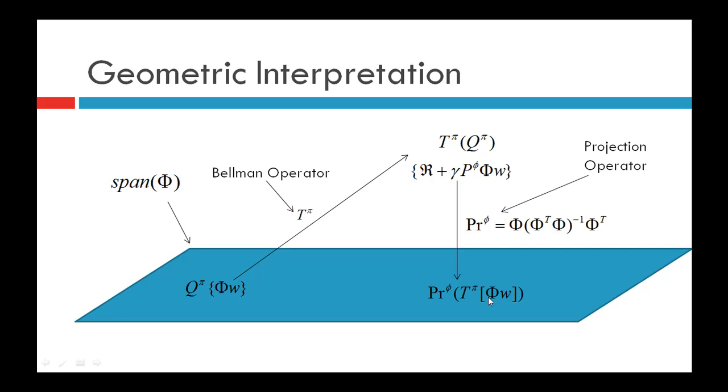And once it is on this hyperplane, that is, once it is in the span of the matrix phi, then there must exist at least one vector w such that phi times w is equal to Pr phi times T pi of phi w. And this is what the fixed point solution is. The fixed point solution finds the weight vector w such that phi w is equal to Pr phi times T pi of phi w. Since it is on this hyperplane, phi times w will be equal to this value for some weight vector w.